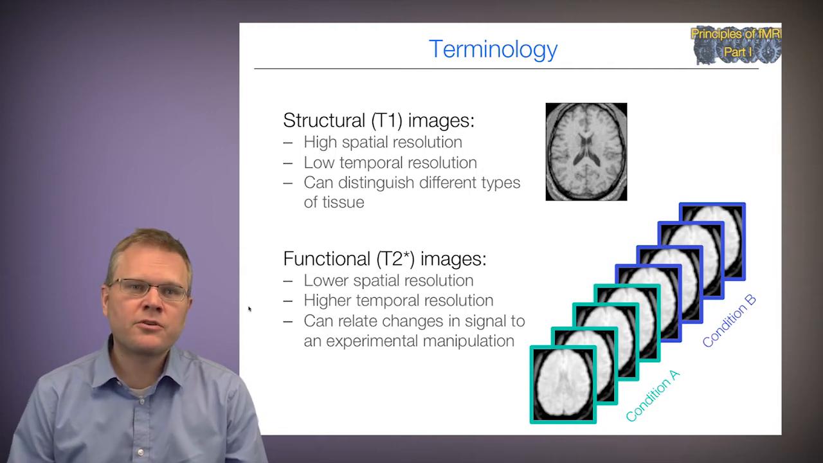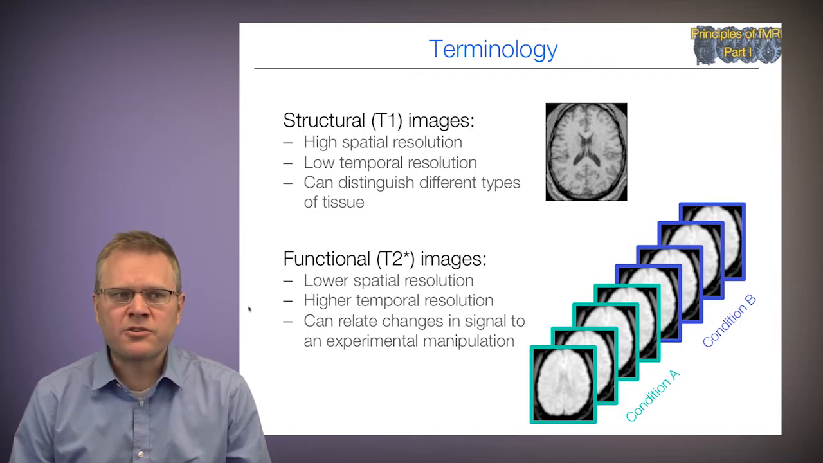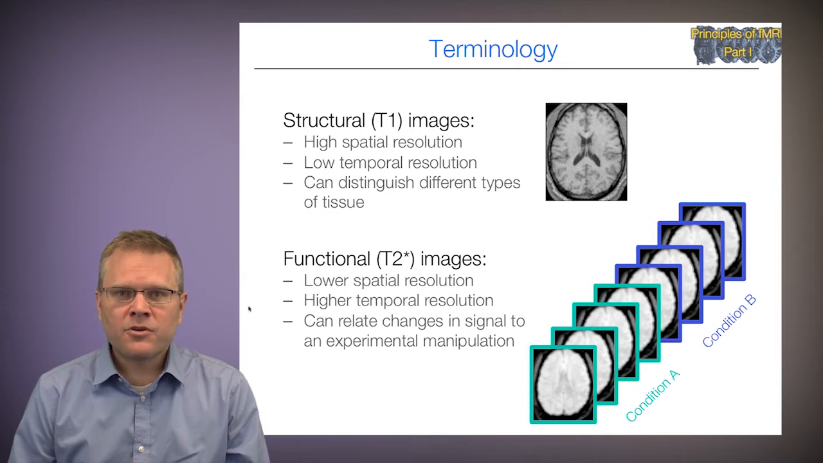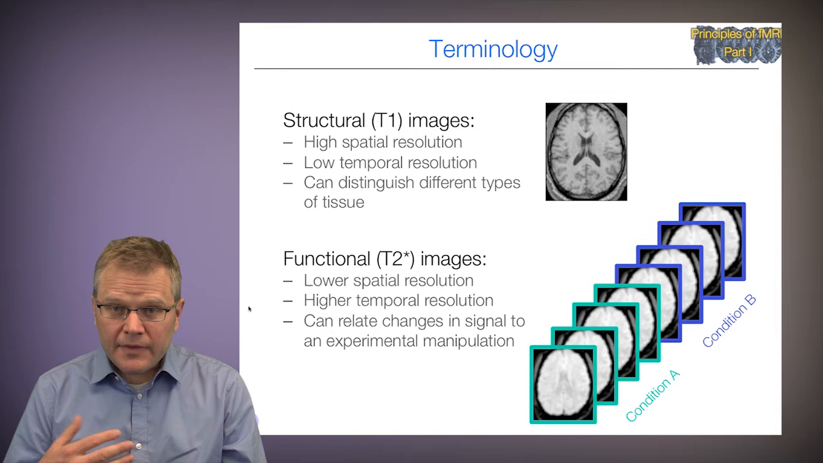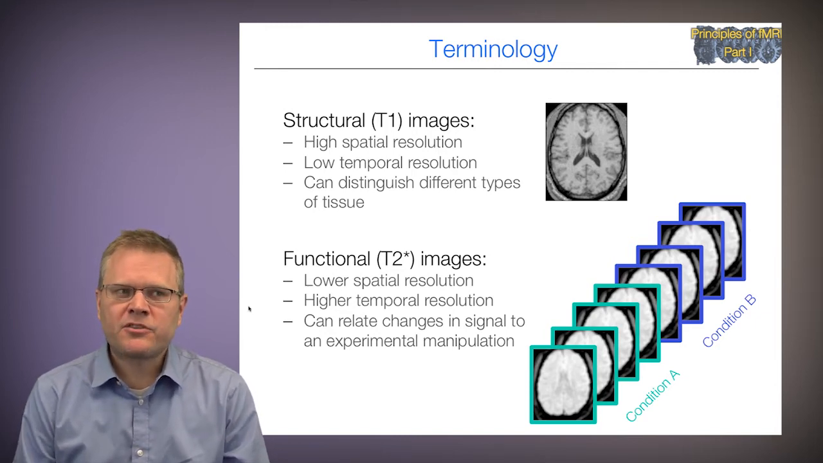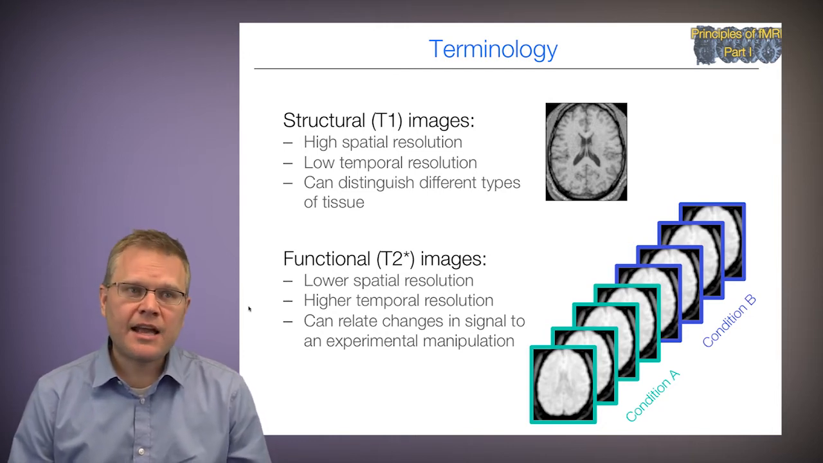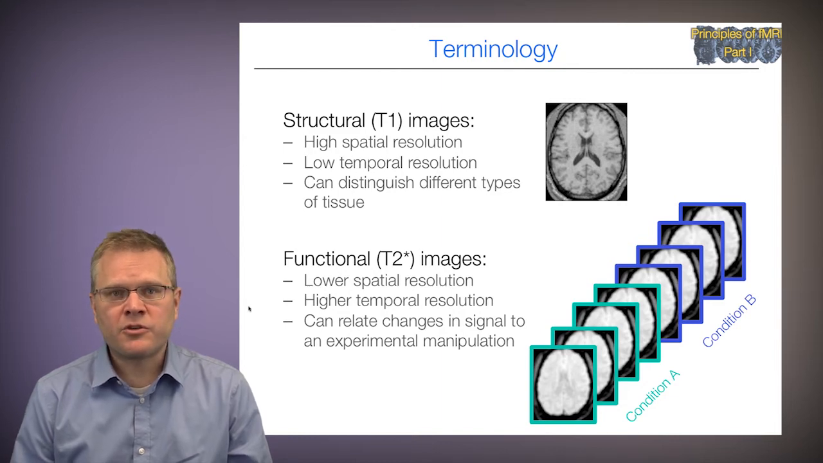Functional images, which are also called T2 star weighted images, and we'll talk about that again as we move along, have lower spatial resolution, so they're much blurrier than their structural counterparts. However, we can measure many of them, and so they have higher temporal resolution. They can therefore be used to relate changes in signal to an experimental manipulation. In this cartoon, we have a bunch of images that are acquired while you're performing condition A, and a bunch acquired while you're doing condition B.